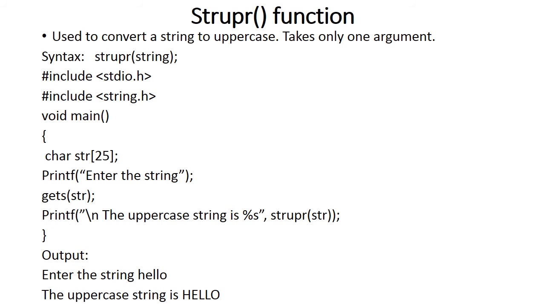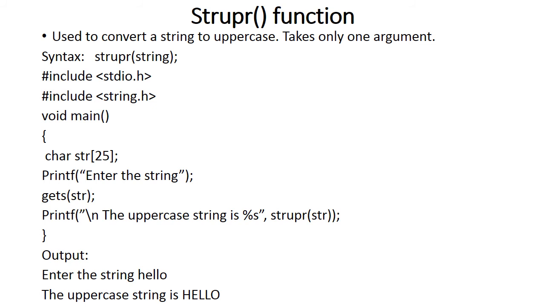Next, strupr is nothing but a string upper function. So this function is used to convert a string to uppercase. So the syntax is strupr, within brackets you have the string. So when you write it as a program, we have the initialization of header files as stdio.h and string.h.